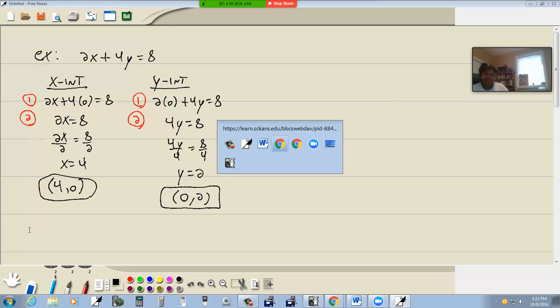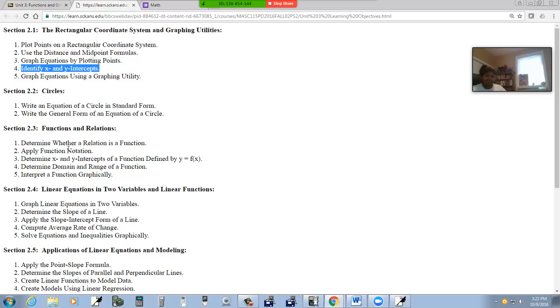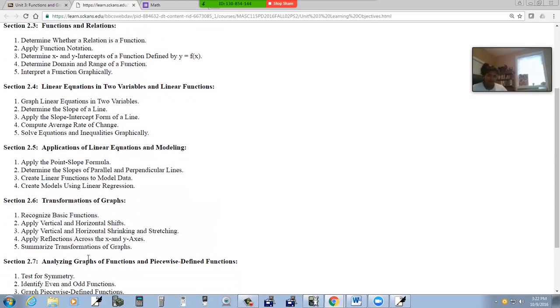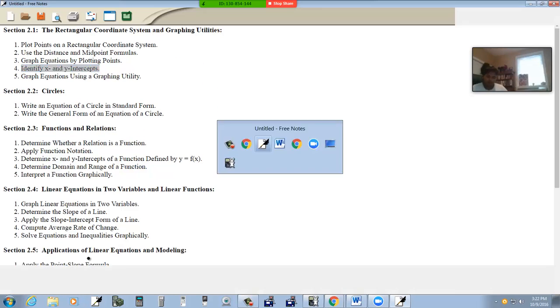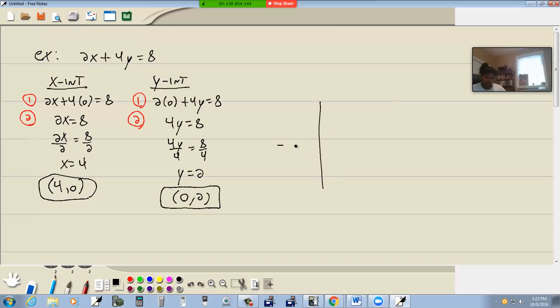Now skipping ahead a little bit, when we get to the linear equations and graphing those, one method of graphing lines is to plot the intercepts. (4, 0) would be right there, and (0, 2) would be right there. And then after you have your intercepts, you draw a straight line through them, and that would be our graph. Some people prefer that method versus using a T-chart.